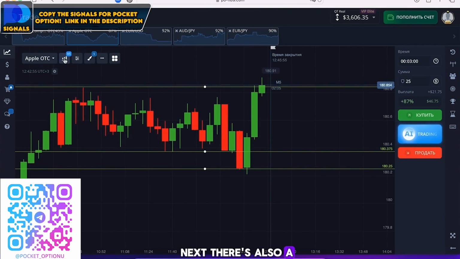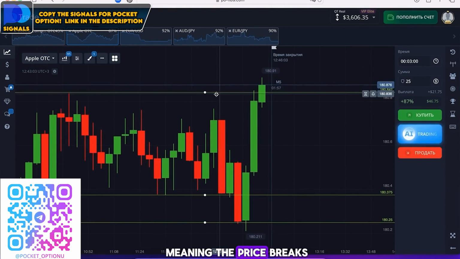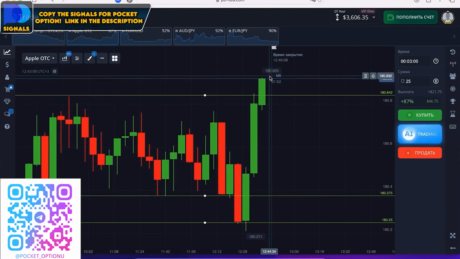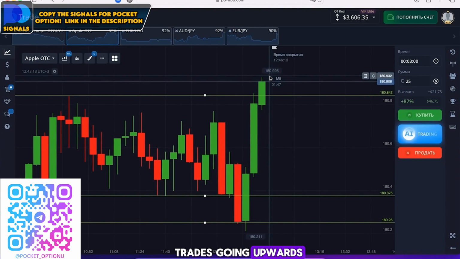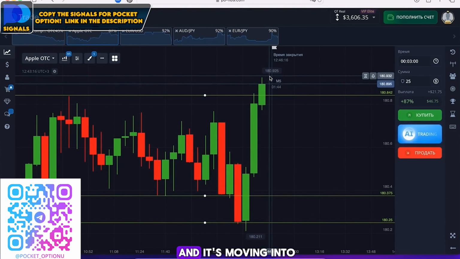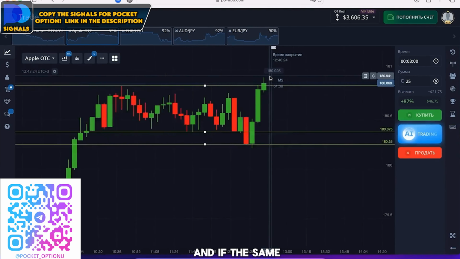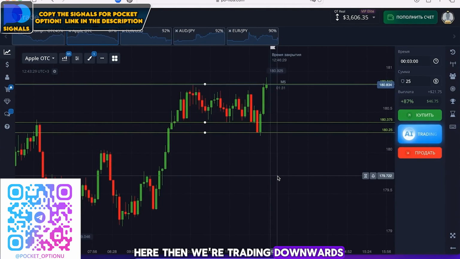Next, there's also a moment when the ceiling or the floor gets broken, and it breaks out of the flat. If it breaks out of the flat upwards, meaning the price breaks through this ceiling, our maximum, then we try to trade upwards. We don't trade downwards, we just have more trades going upwards because the ceiling has been broken and it's moving into an upward position from the flat. So, we start trying to trade upwards. And if the same thing happens, meaning if it breaks here, then we're trading downwards.